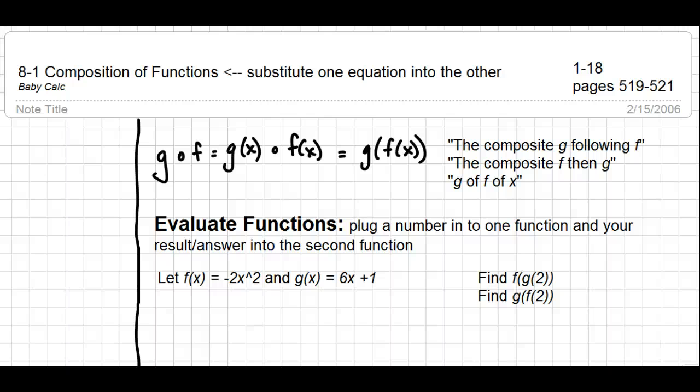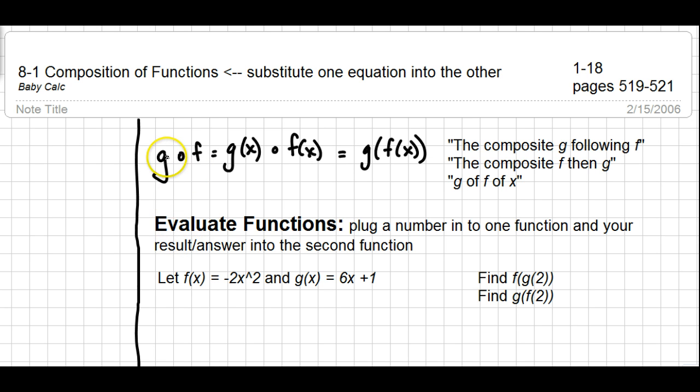This lesson is for Advanced Algebra, Lesson 8.1 on composition of functions. When you do a composition of functions, you'll be substituting one equation into the other. There's two types of composition questions that students need to be comfortable doing, and I'm going to show you both of those today, or in the video.